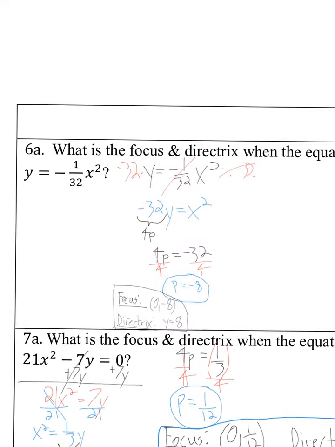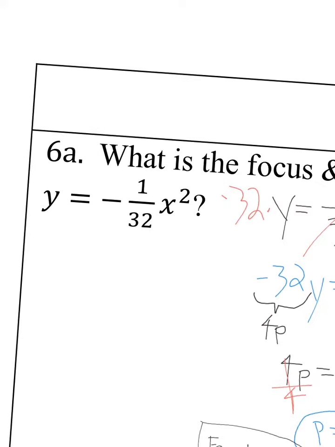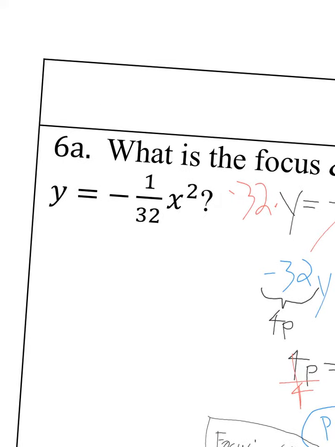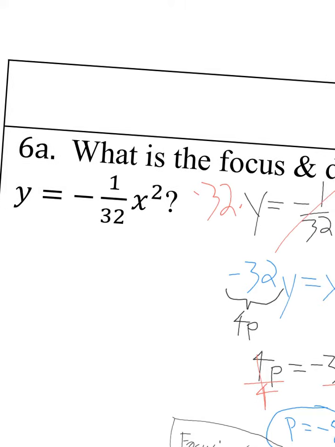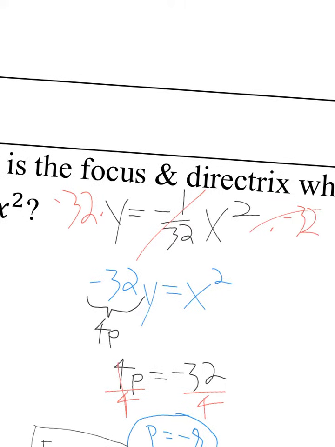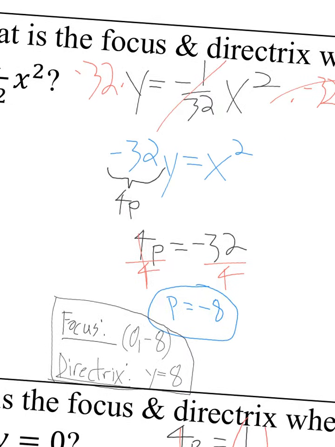Okay, 6. What's the focus and directrix when the equation is y equals negative 1 over 32 x squared? So this is going to be your 3.3 part 2 notes, where you need to get it to x squared equals. So what I did was I multiplied both sides by negative 32. Why? Because I flipped that fraction and multiplied it to both sides. So that gets me negative 32y equals x squared. That number by the y is your 4p. So I wrote 4p equals negative 32. I divided by 4, and I get p equals negative 8.